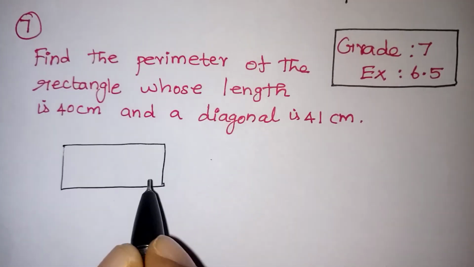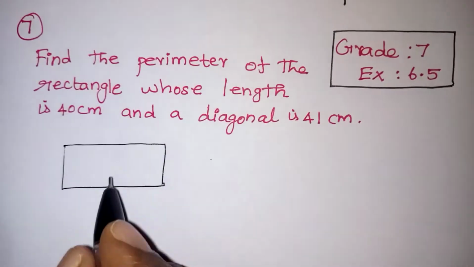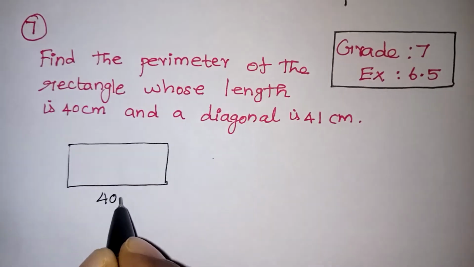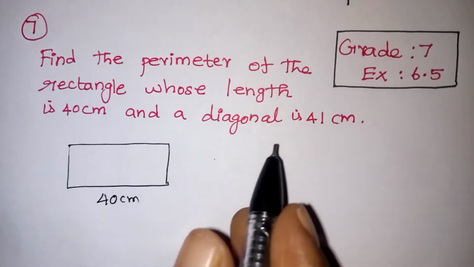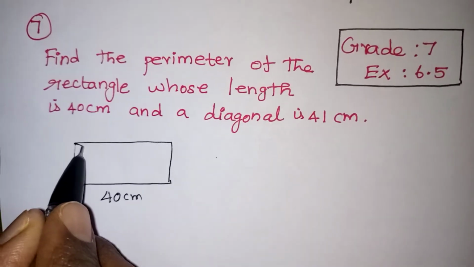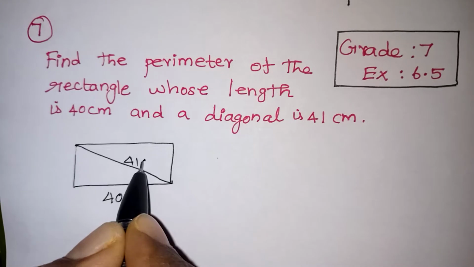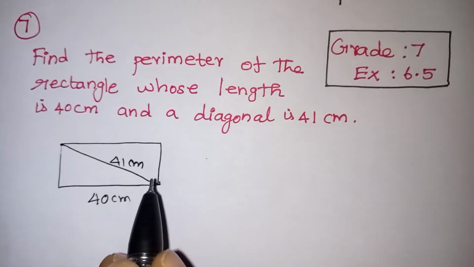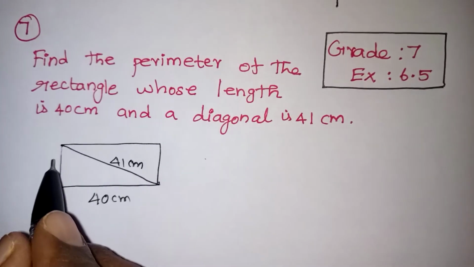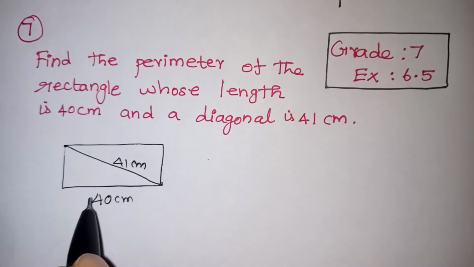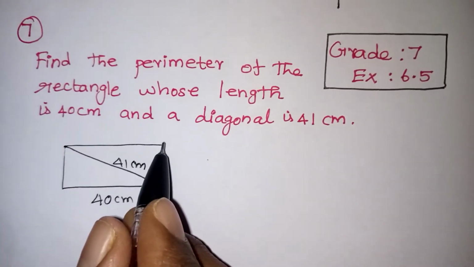So they have given us clearly the length is 40. So this is 40 centimeter. And the diagonal is 41. So any one of the diagonals we can draw. So this diagonal I am taking 41 centimeter. Now we need to find the perimeter of the rectangle. So the outer path we need to find out. Perimeter we need to find.